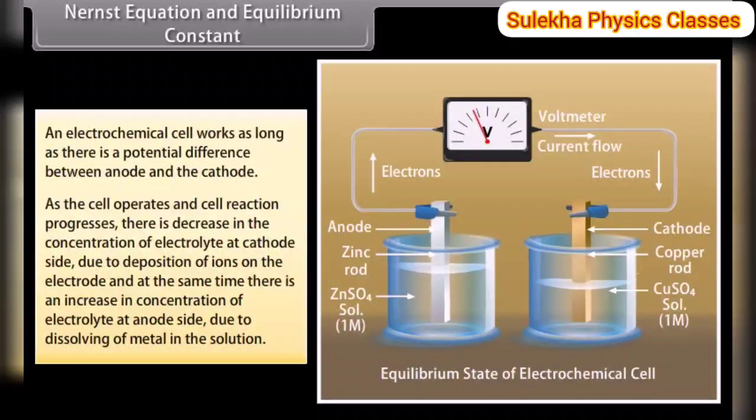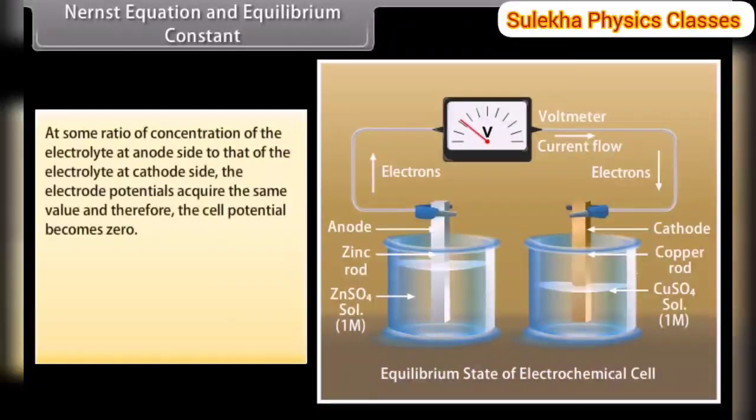Consequently, the electrode potential of the cathode decreases and that of the anode increases with the passage of time. Ultimately, at some ratio of concentration of the electrolyte at anode side to that of the electrolyte at cathode side, the electrode potentials acquire the same value and therefore the cell potential becomes 0. At this stage, the electrochemical cell stops working and the cell is in a state of equilibrium.